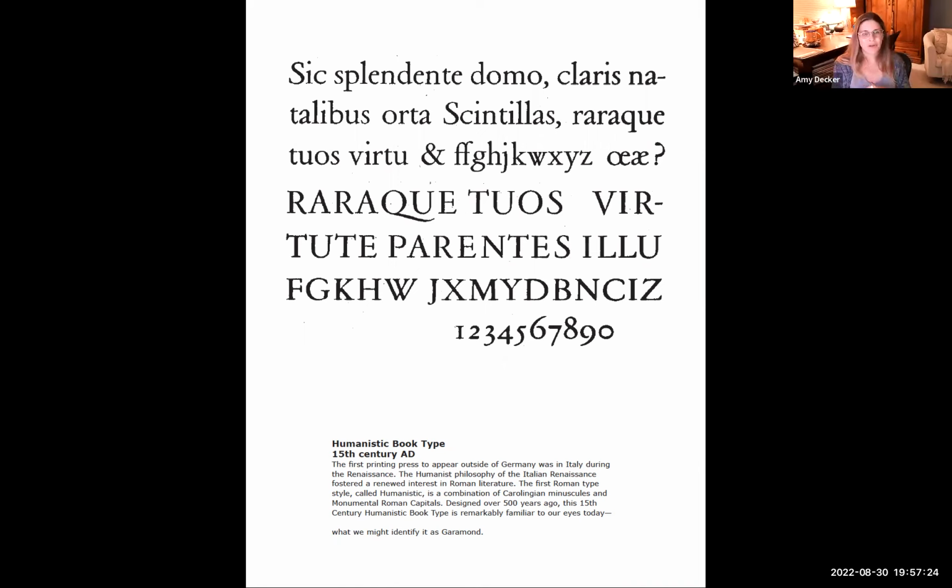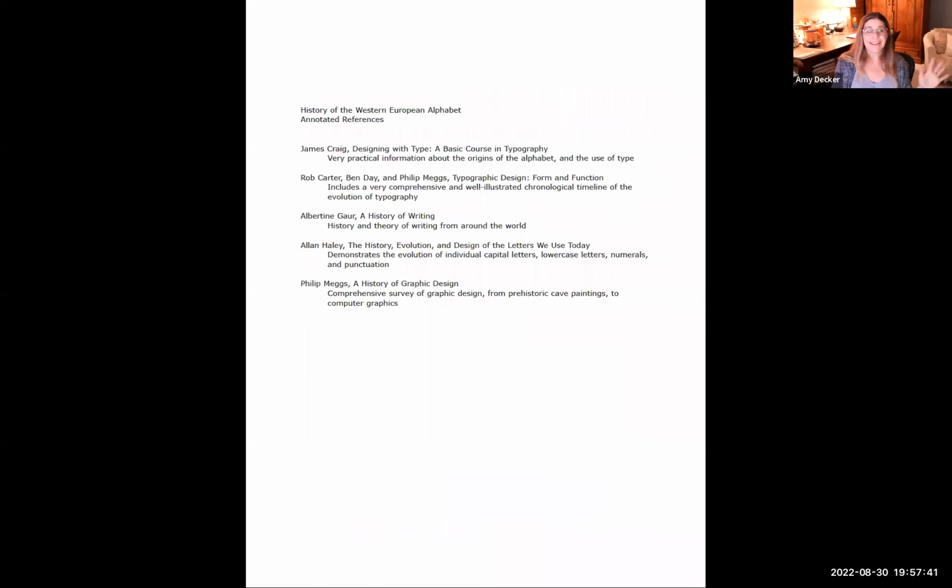And so many of your books that you've read either for school or novels or what have you are usually set in Garamond. It's very easy on the eyes and easy to read. Very familiar, yes? You've all seen this. And that's it. All right.